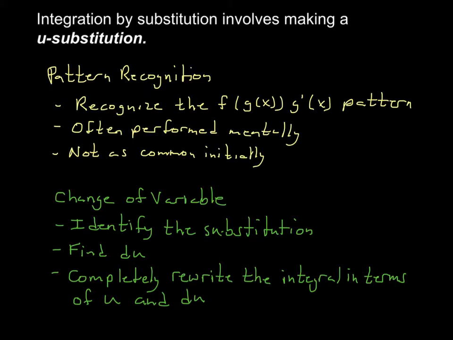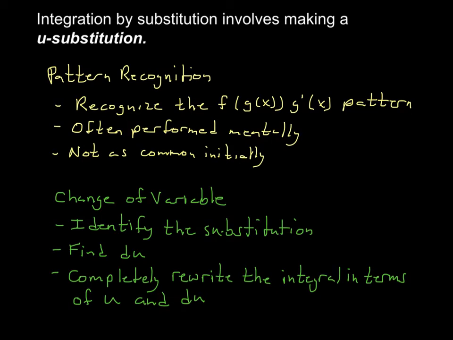Now as we go through and do these problems, there's going to be a couple different ways we're going to use this idea of a u substitution. The first one that we're going to talk about is what's called pattern recognition. This is really where you recognize the pattern, f of g of x times g prime of x, in the problem. Often this is going to be performed mentally. You're not necessarily going to physically write things out. While I see most of us ending up doing pattern recognition quite a bit, it is not going to be something that's very common initially. It's going to be helpful to actually physically make the change of variable.